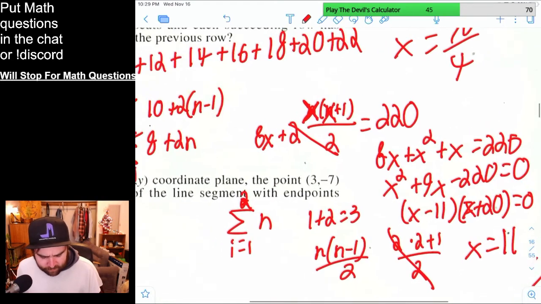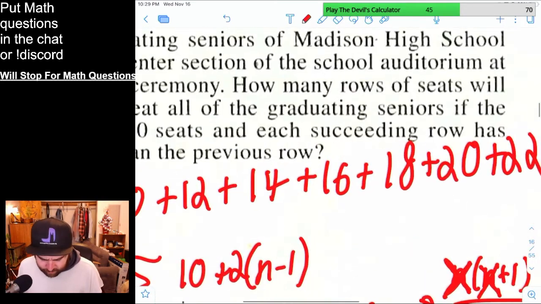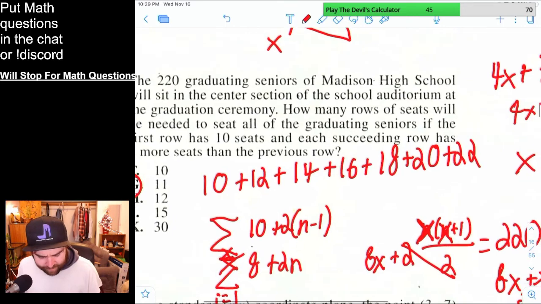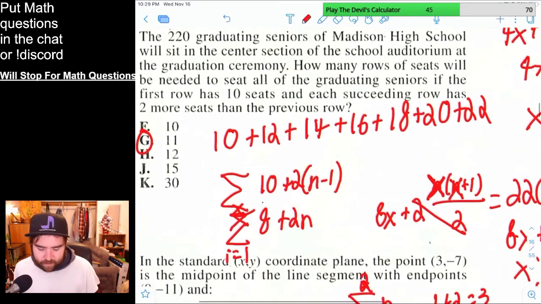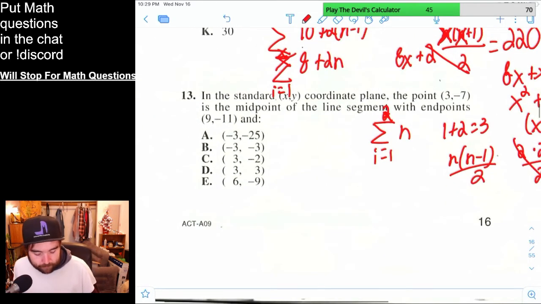So yeah, that's if you don't want to get into that sigma stuff, which who does, I would definitely just do this and just add up until you get there. You do have a calculator anyway.